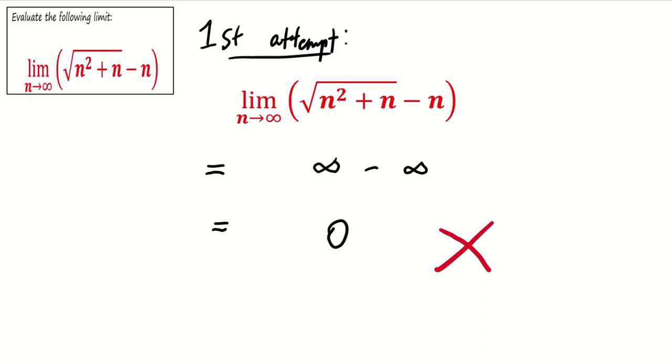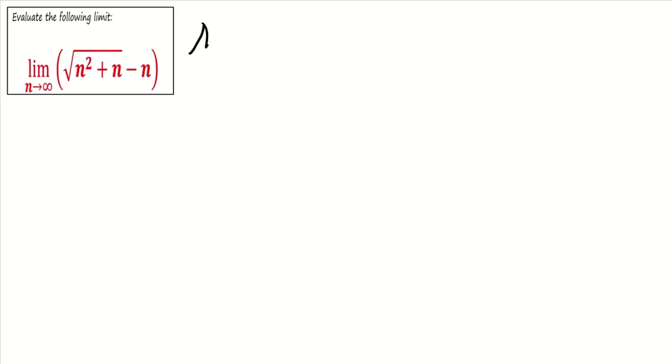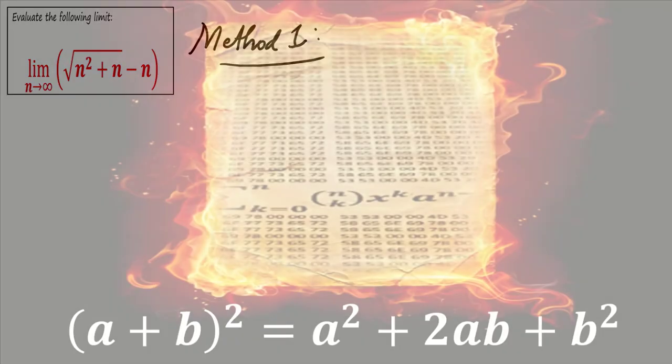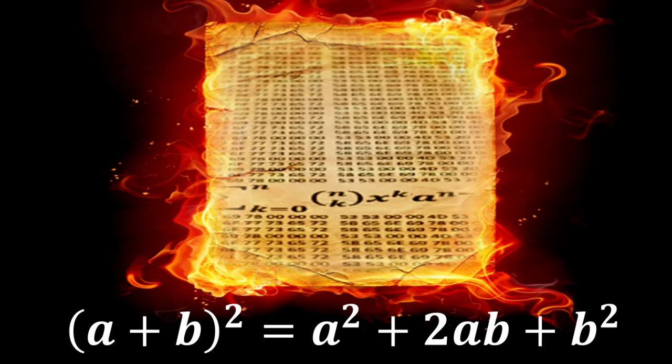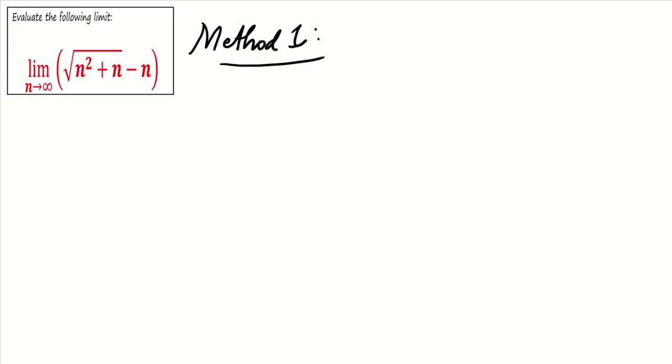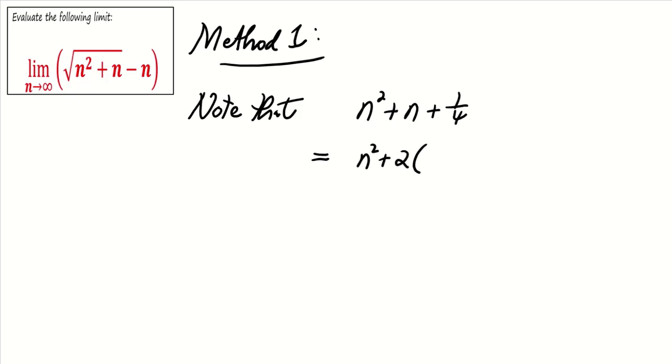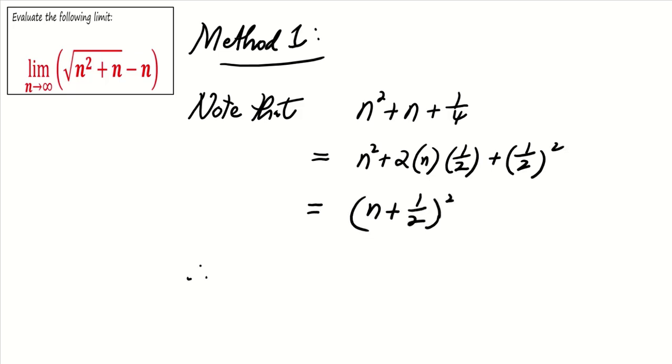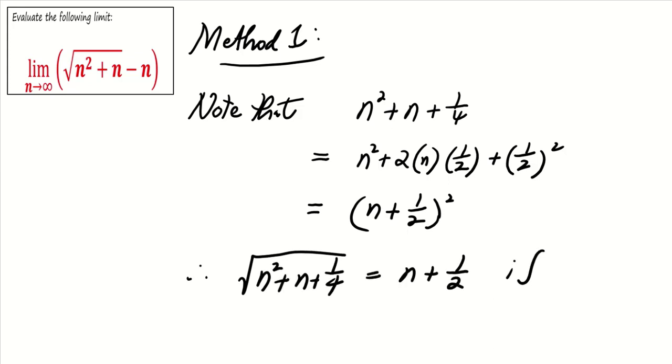Now, let's discuss 3 different methods to tackle this question. The first method is more on intuition. We can recall the elementary algebra formula: (a plus b) squared equals a squared plus 2ab plus b squared. Keeping this in mind, we can rewrite n squared plus n plus 1 over 4 as n squared plus 2 times n times 1 over 2 plus (1 over 2) squared, which can be factored as (n plus half) squared. This implies that the square root of n squared plus n plus 1 over 4 is n plus half for all values of n greater than or equal to negative half.